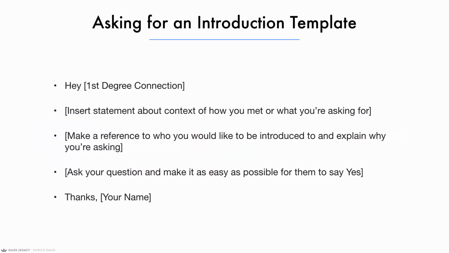Now, here is how the template is going to work, right? So you say, hey, first degree connection, their first name. Then you insert some kind of statement about some context of how you met or how you know each other and what you're asking for. Then you make a reference to who you want to be introduced to and explain why you're asking. And then you ask the question and make it as easy as possible for them to say yes, thanks, your name.